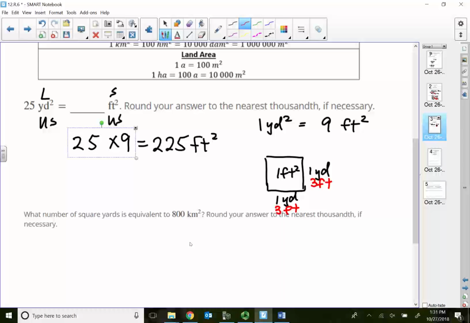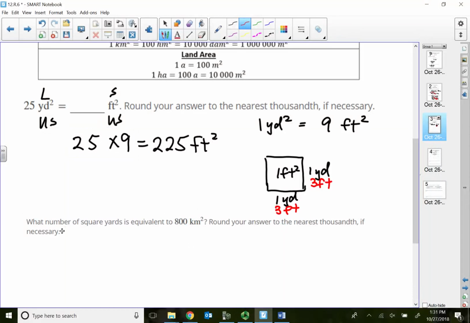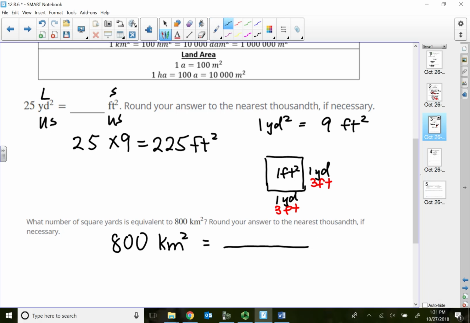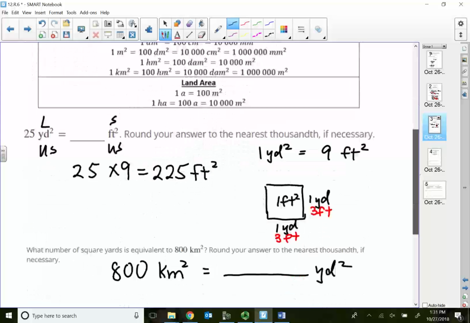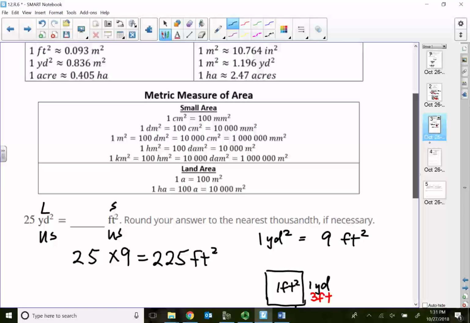All right. Let's try another one. This one, what number of square yards is equivalent to 800 square kilometers? So basically, this problem is 800 square kilometers that need to be converted into so many square yards. All right, so this is from metric area to US area, square kilometers to square yards.